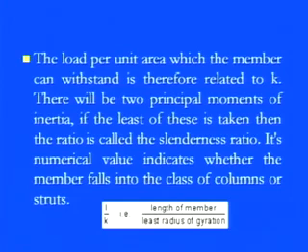And there are two principal moments of inertia, which we discussed. If the least of these is taken, then the ratio is called the slenderness ratio. So you see here, one is the mass moment of inertia, one is the area moment of inertia.